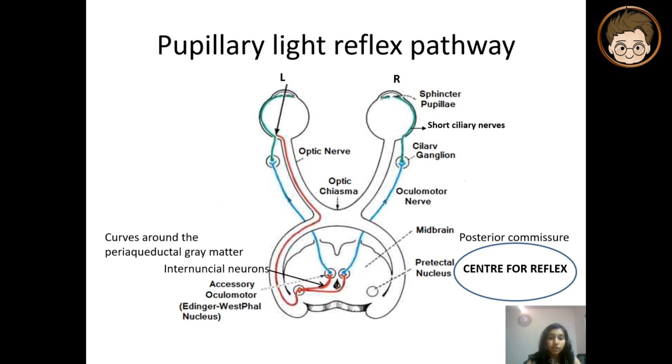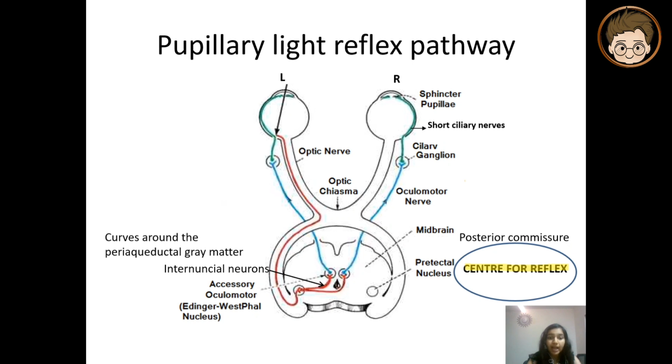When light reaches the retina, it goes via the optic nerve to the optic chiasma, but instead of crossing to the opposite side, it travels via the temporal side and reaches the optic tract. Instead of going to the lateral geniculate body, it goes to the pretectal nucleus, which is considered to be the center for reflex.